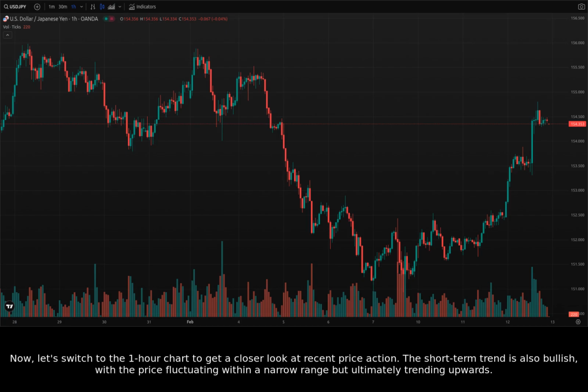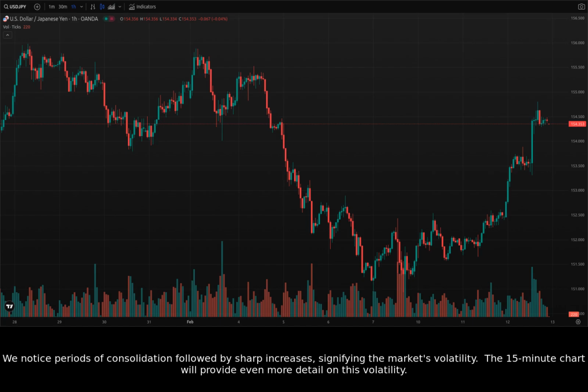Now, let's switch to the 1-hour chart to get a closer look at recent price action. The short-term trend is also bullish, with the price fluctuating within a narrow range, but ultimately trending upwards. We notice periods of consolidation followed by sharp increases, signifying the market's volatility. The 15-minute chart will provide even more detail on this volatility.